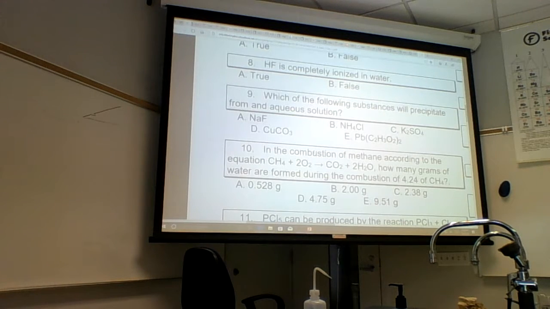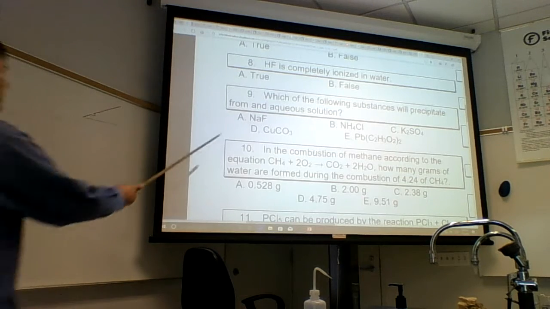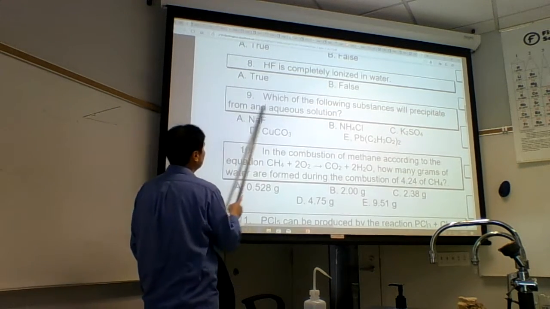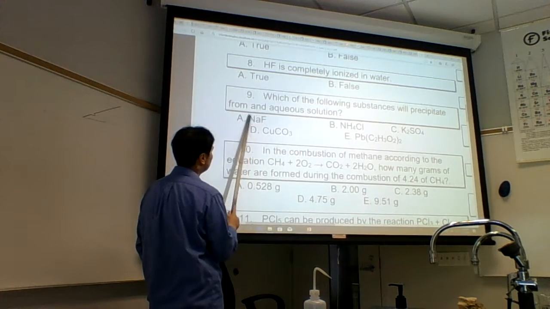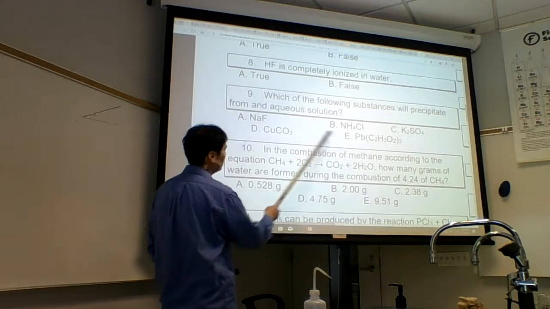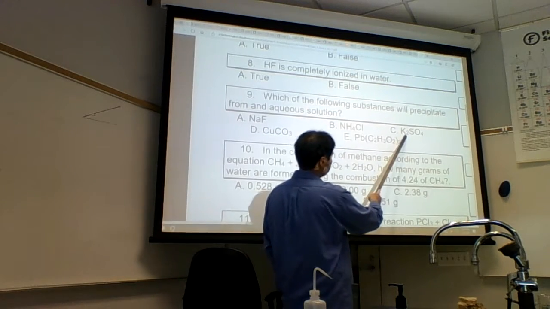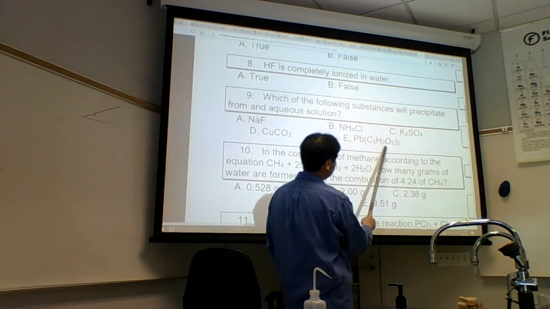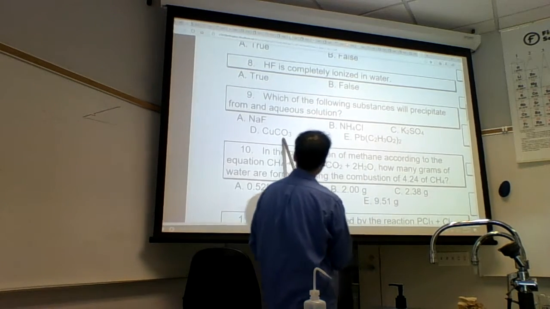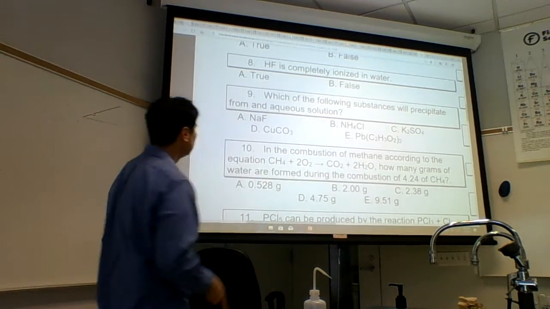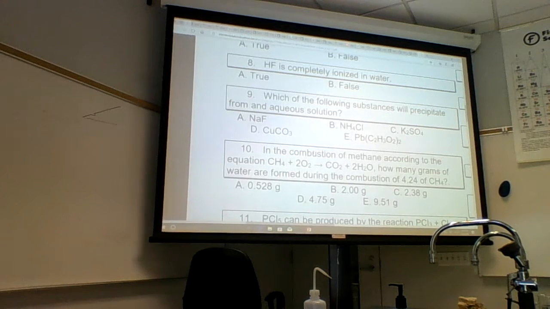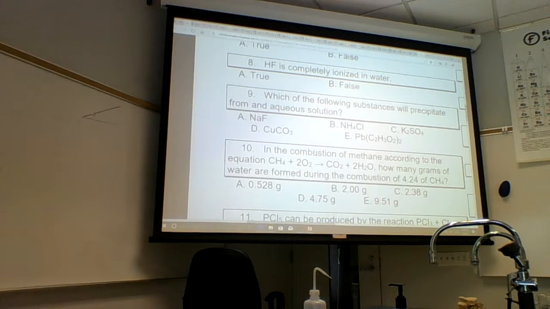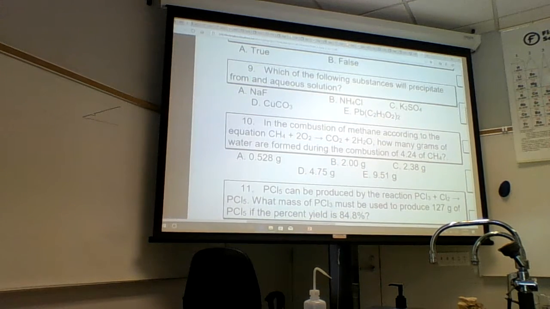9. Which of the following substances will precipitate from an aqueous solution? So which ones are insoluble? Well, not all group 1 salts are soluble. Ammonium salts are soluble. Group 1 salts are soluble. Acetate salts are all soluble. Carbonates aren't. It's got to be D. Carbonates are all insoluble except for group 1 and ammonium. So D will precipitate. D won't dissolve.